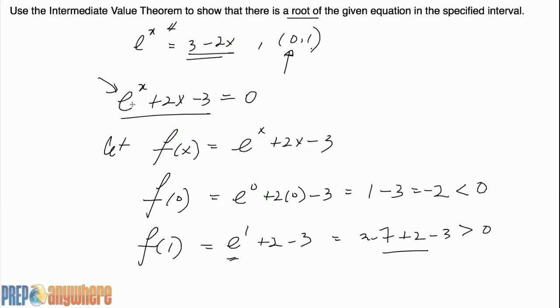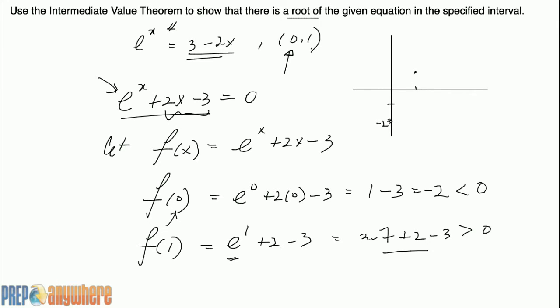And because this is a continuous function, this is also a continuous function, right? So the sum of two continuous functions is a continuous function. And we've basically just shown that at 0, when you plug in 0 into the function, you get negative 2. And when you plug in 1, you get something positive, so a little bit above.